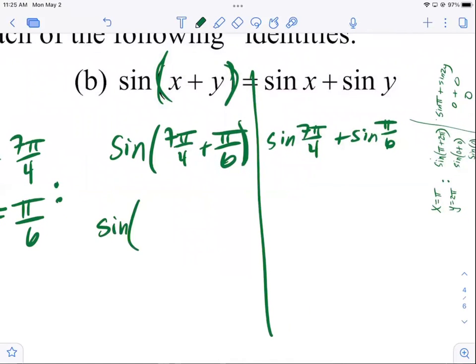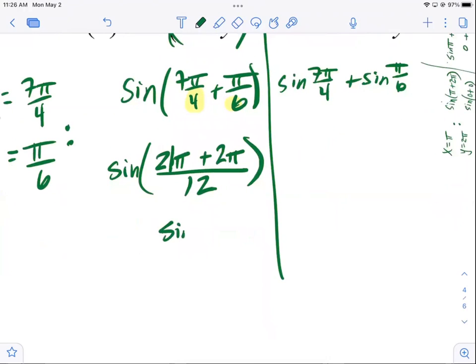I've got to get a common denominator. What's the LCM of 4 and 6? 24 would work. Their product is always a common multiple, but the LCM would be 12. So I'm just going to put them all over 12. For the first one, I have to multiply by 3 over 3, so it becomes 21 pi. Plus, to get from 6 to 12, I multiply the second by 2 over 2, so that's 2 pi. Okay, so this is why these are fun. Now 21 plus 2, that's 23 pi 12ths.